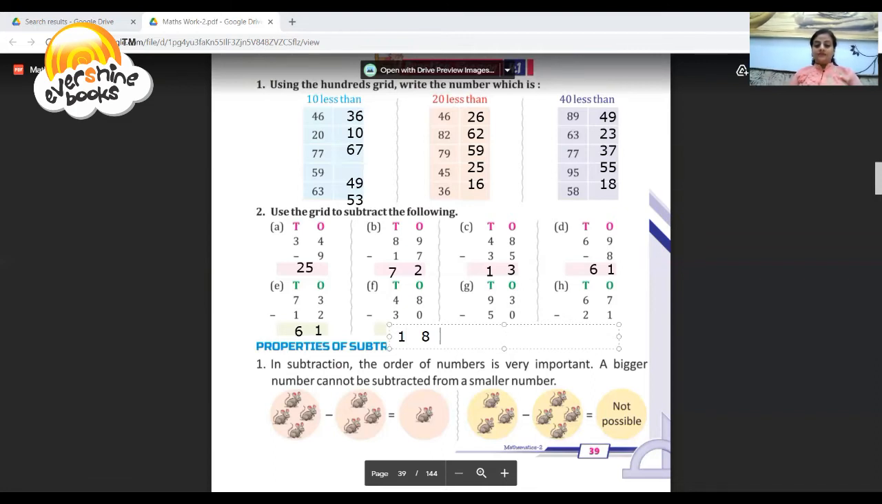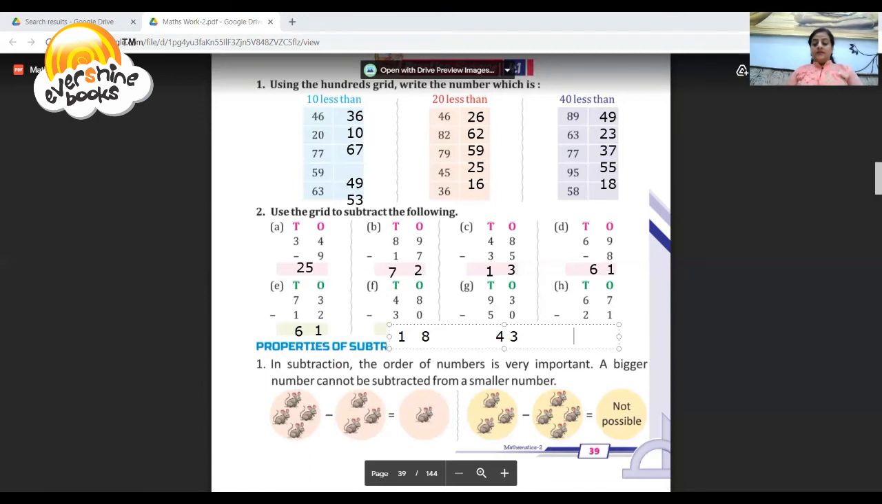Next is 3 minus 0 is 3. We have 3 pencils or 3 notebooks and we have not given anyone. That means we have the same number of things we have. So 3 will be the same. 9 minus 5 is 4. The answer will be 43.